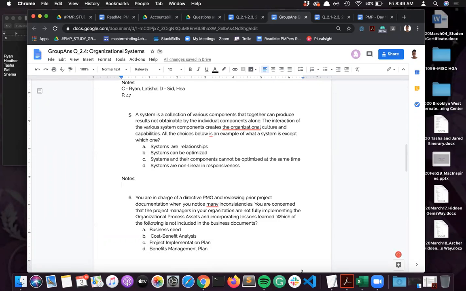Okay, I don't know, I'm leaning towards C. We have a C. I'm going with A. Okay, we have an A. Systems are relationships. A for me as well. Because everything else is like the characteristics of the system, the other 3 options. I'll go with A too, even though we were burned by the last relationship.